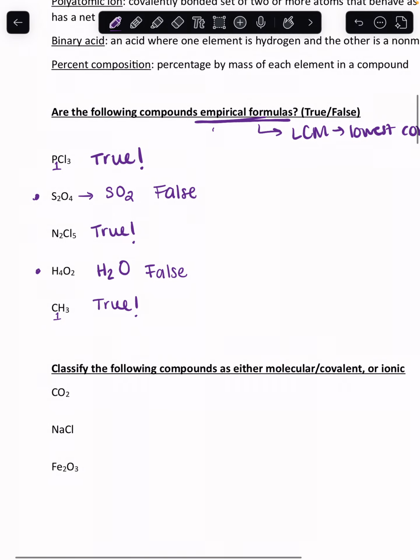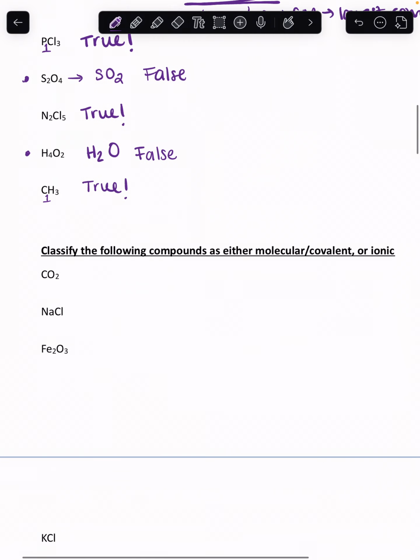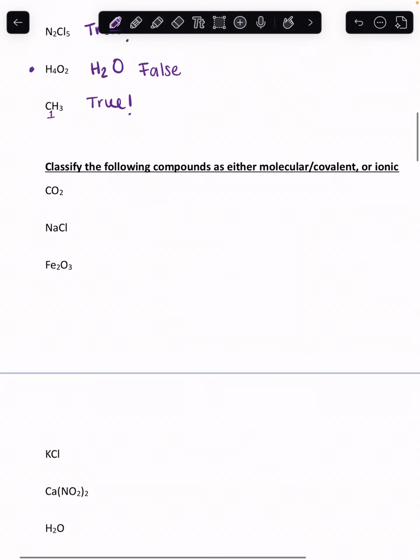If I move on to our next section here, this is kind of a multiple choice, but there's only 2 choices. You're given these compounds, and you have to tell us whether it is a molecular or covalent compound, or if it is ionic, right? So these two are paired together, molecular/covalent, and then ionic. So you'll just have to put them into categories.